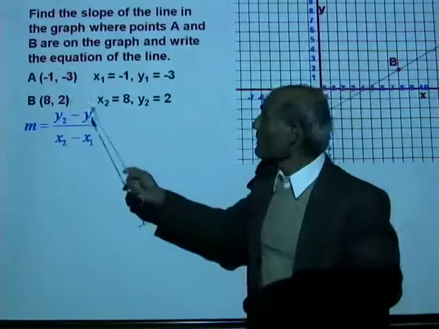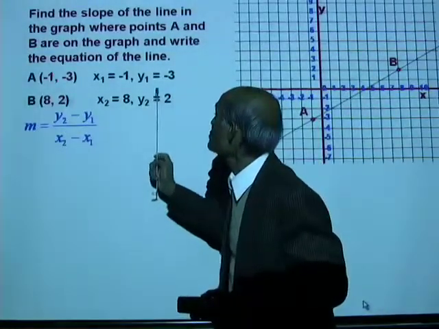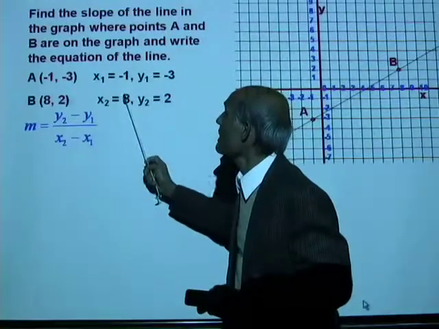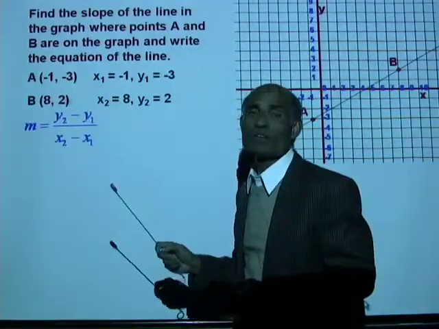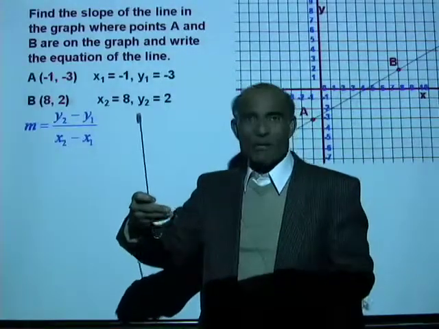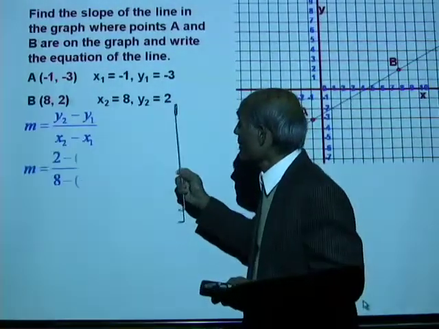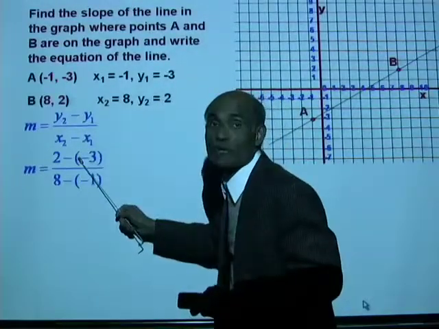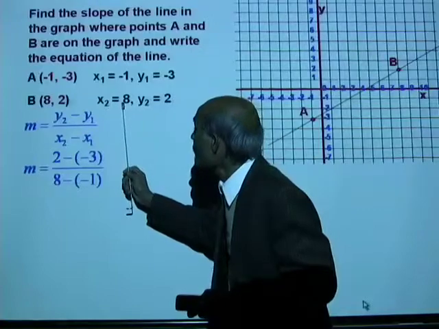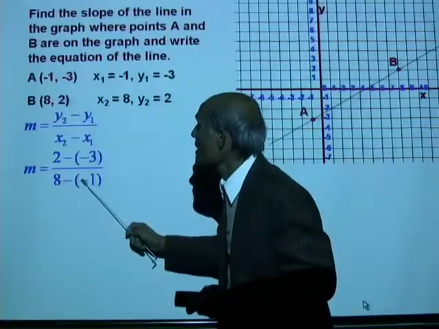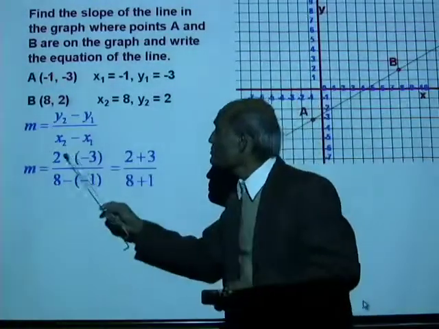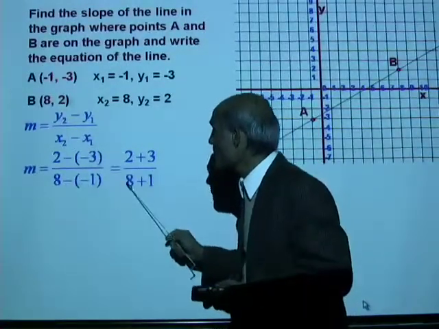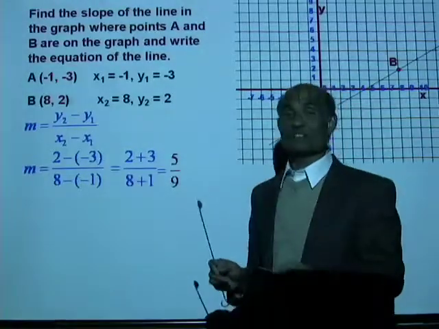Let's find the slope. y2 minus y1, that is 2 minus negative 3, divided by x2 minus x1, 8 minus negative 1. You need to do it slowly, carefully, taking care of the sign. That will be y2 minus y1, 2 minus negative 3, over x2 minus x1, 8 minus negative 1. 2 minus negative 3 is 2 plus 3. 8 minus negative 1 is 8 plus 1. That is 5 over 9.